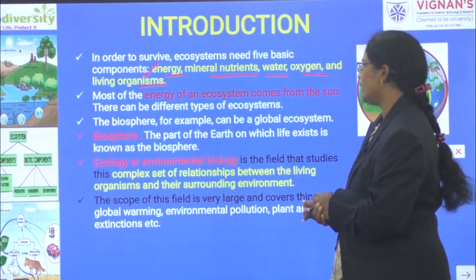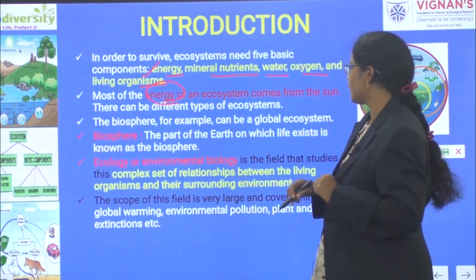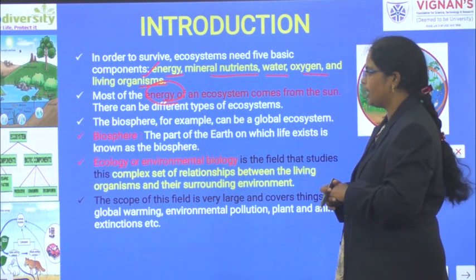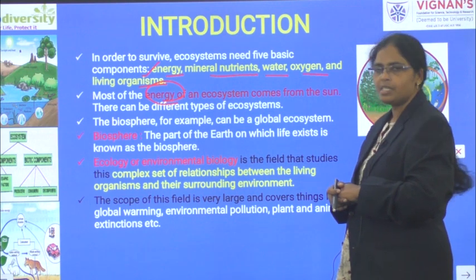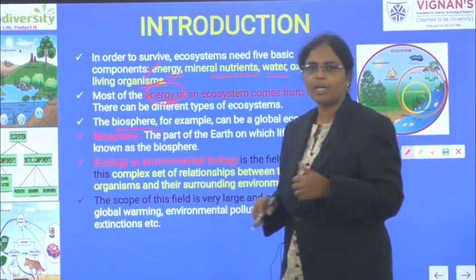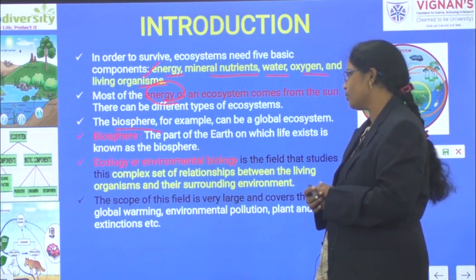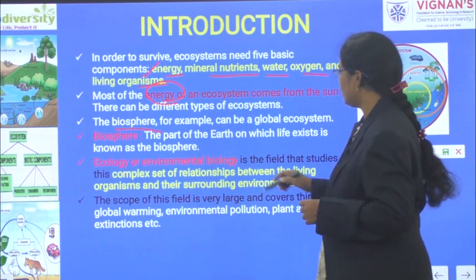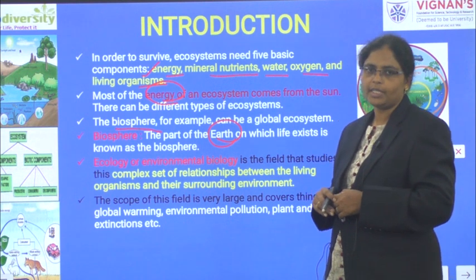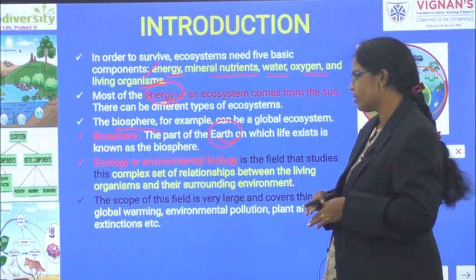So most of the energy, whatever the energy, it comes from the sunlight. So sunlight is the major source for production of food in the ecosystem. And if you see, the best example for this ecosystem is the biosphere. Biosphere is nothing but the global ecosystem. So in this biosphere, mainly the earth is occupied by the living organisms. So biosphere is the best example for ecosystem.